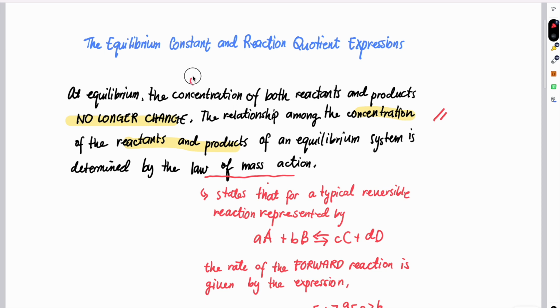If you remember, we have concentration as percent by mass, percent by volume, and we also have parts per million, molarity, like mole per liter, the molality, and the mole per kg, right? Like that. So the concentration here refers to either M or small m. So at equilibrium, the concentration for both products and reactants no longer change.